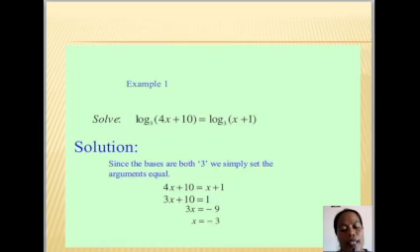Before combining like terms, we need to apply properties of equality here. We will apply first the subtraction property of equality, since there is a variable x on the left and the right. So we will subtract x from both sides. So 4x minus x will be 3x plus 10, and x minus x is 0. So the remaining number at the right side is 1.